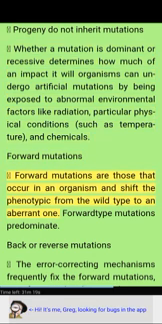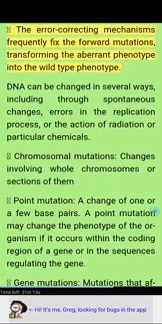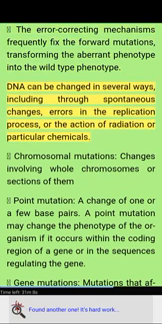Forward mutations. Forward mutations are those that occur in an organism and shift the phenotype from the wild type to an aberrant one. Forward type mutations predominate. Back or reverse mutations. The error-correcting mechanisms frequently fix the forward mutations, transforming the aberrant phenotype into the wild type phenotype. DNA can be changed in several ways, including through spontaneous changes, errors in the replication process, or the action of radiation or particular chemicals.